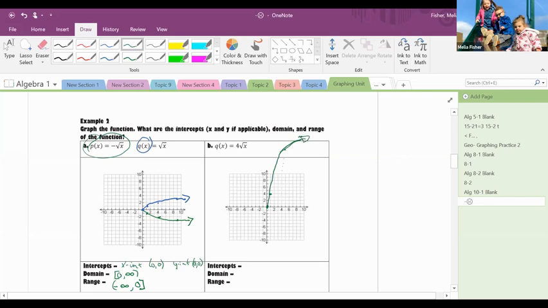Okay, so that changes the steepness. My x and y intercepts.